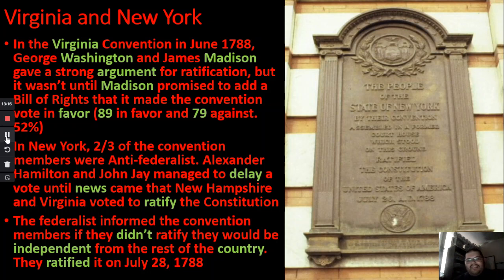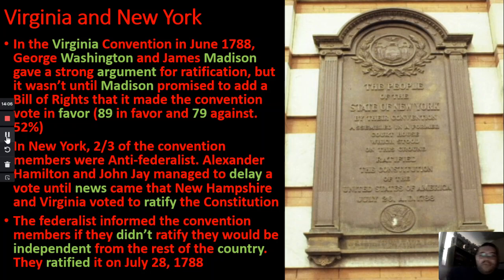So Washington and Madison give a really strong argument for ratification. But it wasn't until Madison said, "Look, guys, we promise we will add the Bill of Rights. It will be added, okay? You have our word that it will be added." Again, people are starstruck with Washington and Madison, but they're still kind of hesitant, so they call for a vote, and it passes. 89 saying yes, 79 saying no, which is 52%. And you just need a simple majority, which is 51%. So this ratification passed for Virginia by the skin of their teeth.